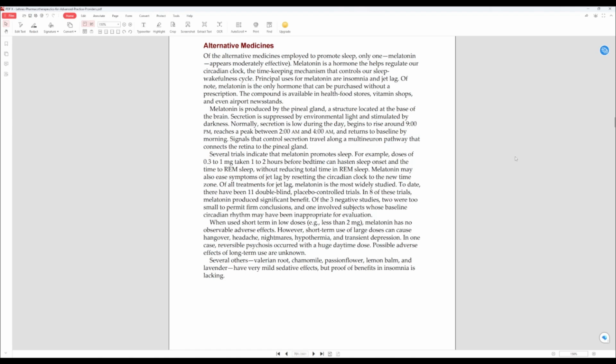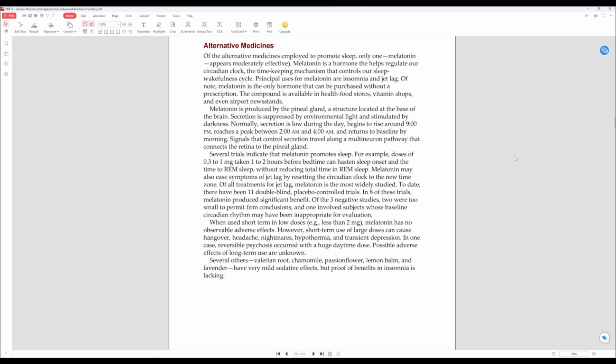Melatonin is produced by the pineal gland, a structure located at the base of the brain. Secretion is suppressed by environmental light and stimulated by darkness. Normally, secretion is low during the day, begins to rise around 9 p.m., reaches a peak between 2 a.m. and 4 a.m., and returns back to baseline by the morning. Signals that control the secretion travel along a multi-neuronal pathway that connects the retina to the pineal gland.